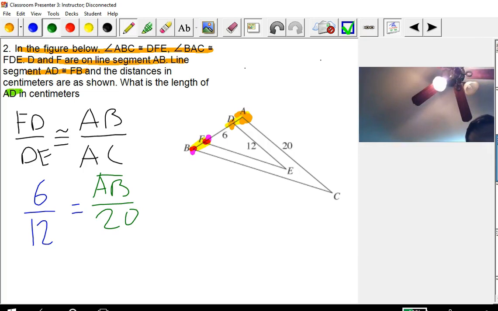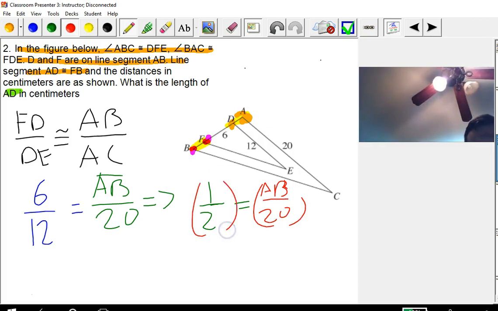Now, I hope you can tell, but this 6 over 12 is 1/2, and that is equal to AB over 20. Now if we solve that right there, we're going to get AB equal to 10, right?